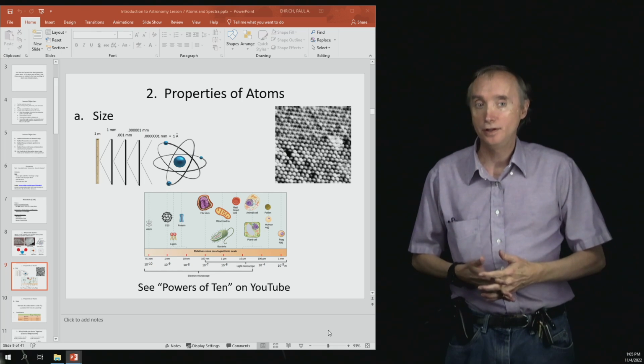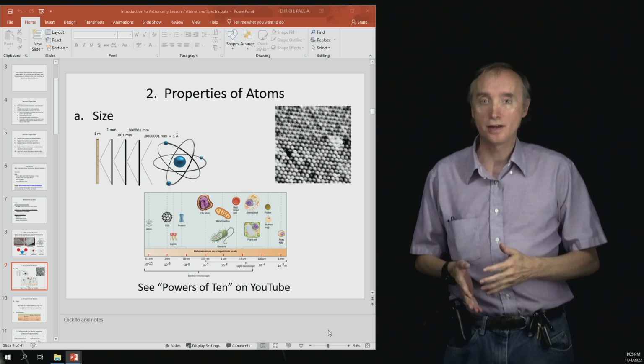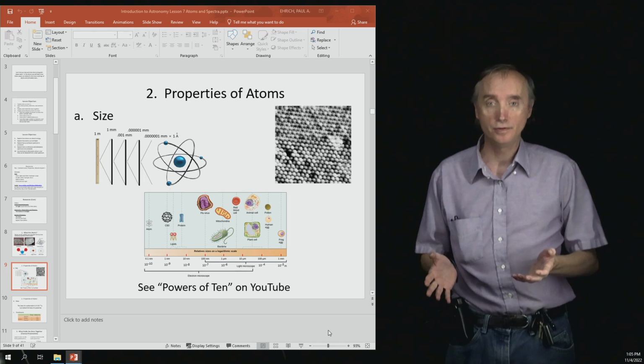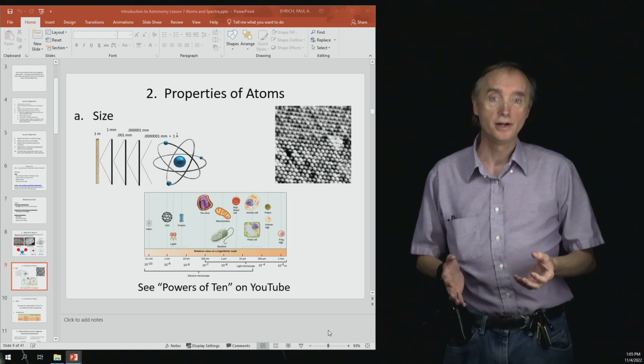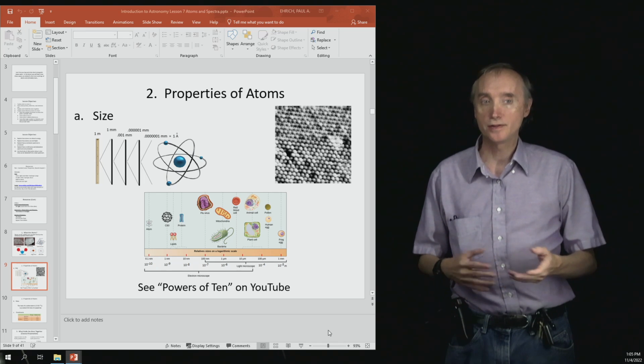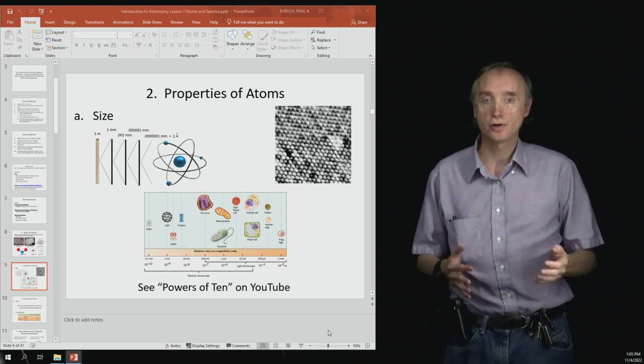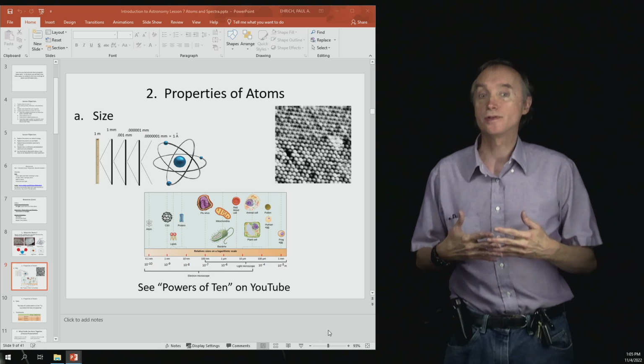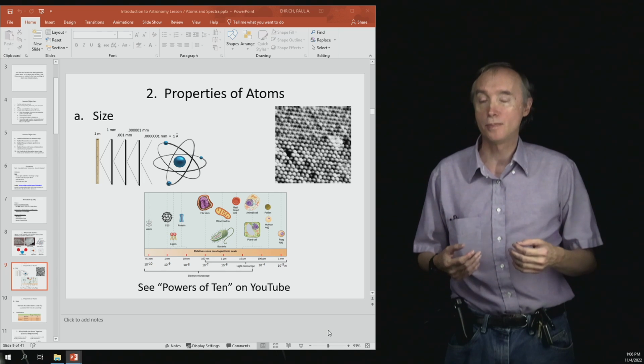Now, you don't need to know the 10 to the negative 10th. For that matter, you don't even need to know the angstrom. You do need to know it's small. It's so small that you can't see it with the naked eye. It's so small that you wouldn't even be able to see it with the kind of microscope that they would have in biology.